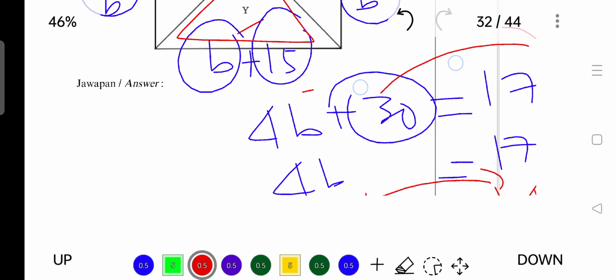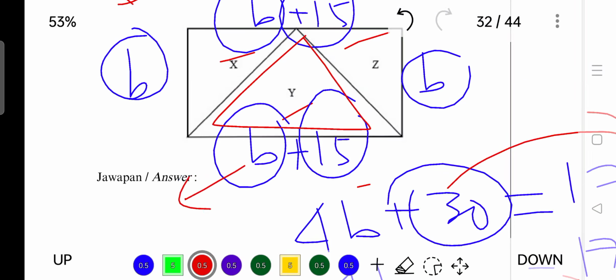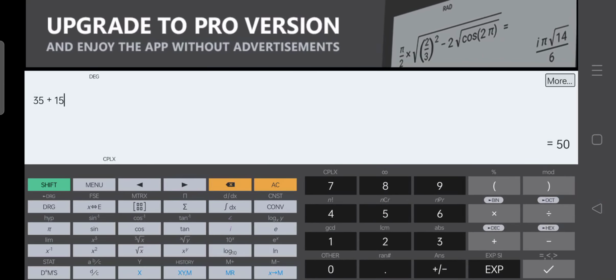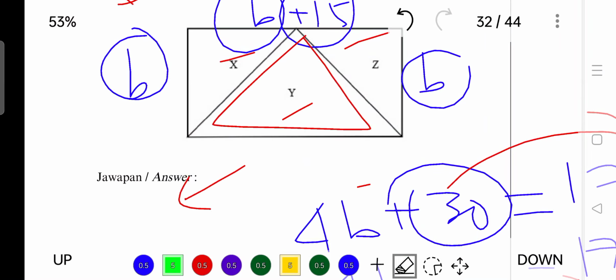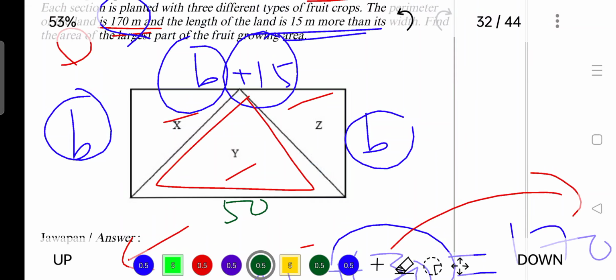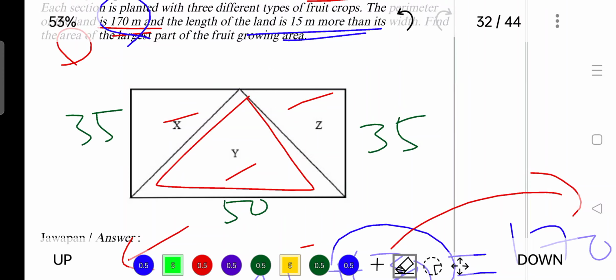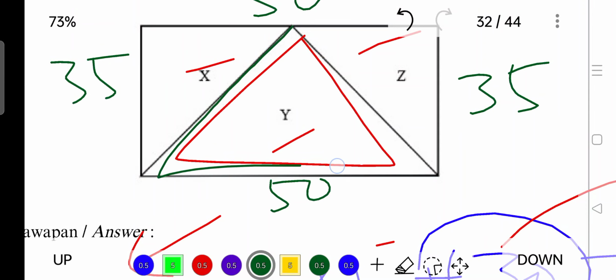Okay, come. Let's convert this back. If this is 35, what will this be? 35 plus 15 is 50. Okay, allow me to erase this. This is 50. B was 35. And this is 50. Okay, so now they want the area of the largest part, which is this, I believe.